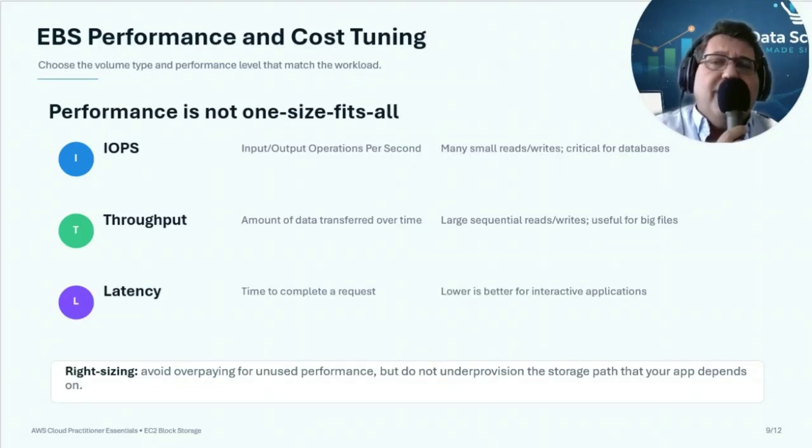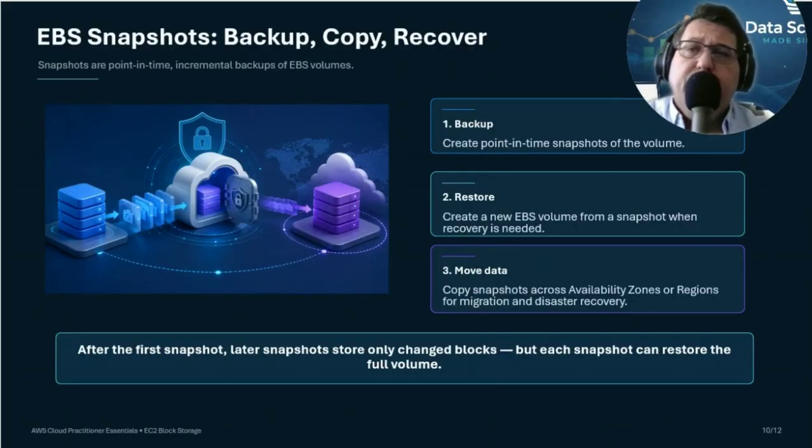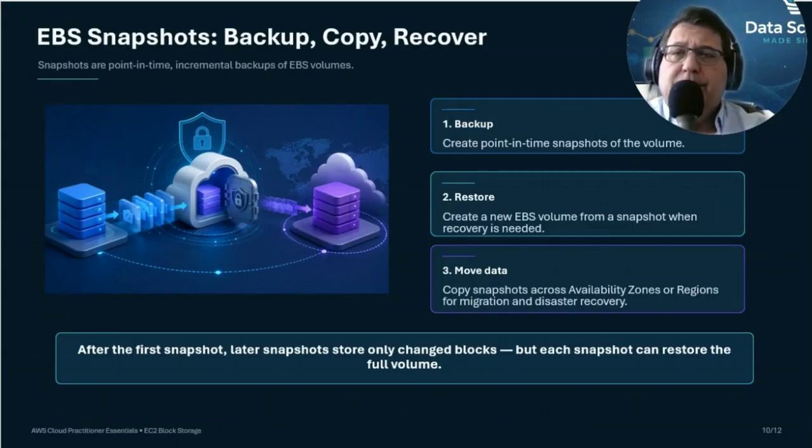We're going to slide 10, EBS snapshots: backup, copy, and recover. Persistent storage still needs to be backed up. Persistence protects data from disappearing simply because an EC2 instance stops.